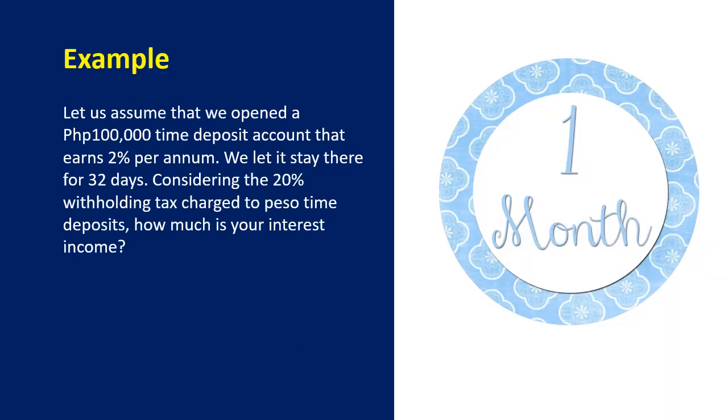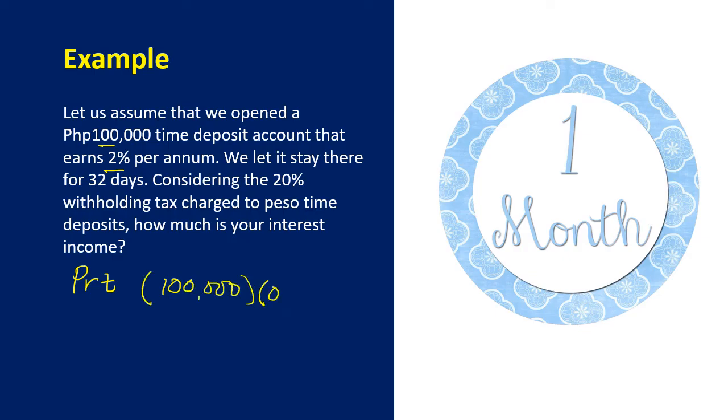All right, let's look at this example. Suppose you have 100,000 and you deposit it in a time deposit that earns 2% per annum. We'll let it stay for 32 days. Considering the 20% withholding tax charged to peso time deposits, how much is your interest income? Now, we are just using the bank rule, right? So it's PRT as long as it's less than 1 year. So what is that?